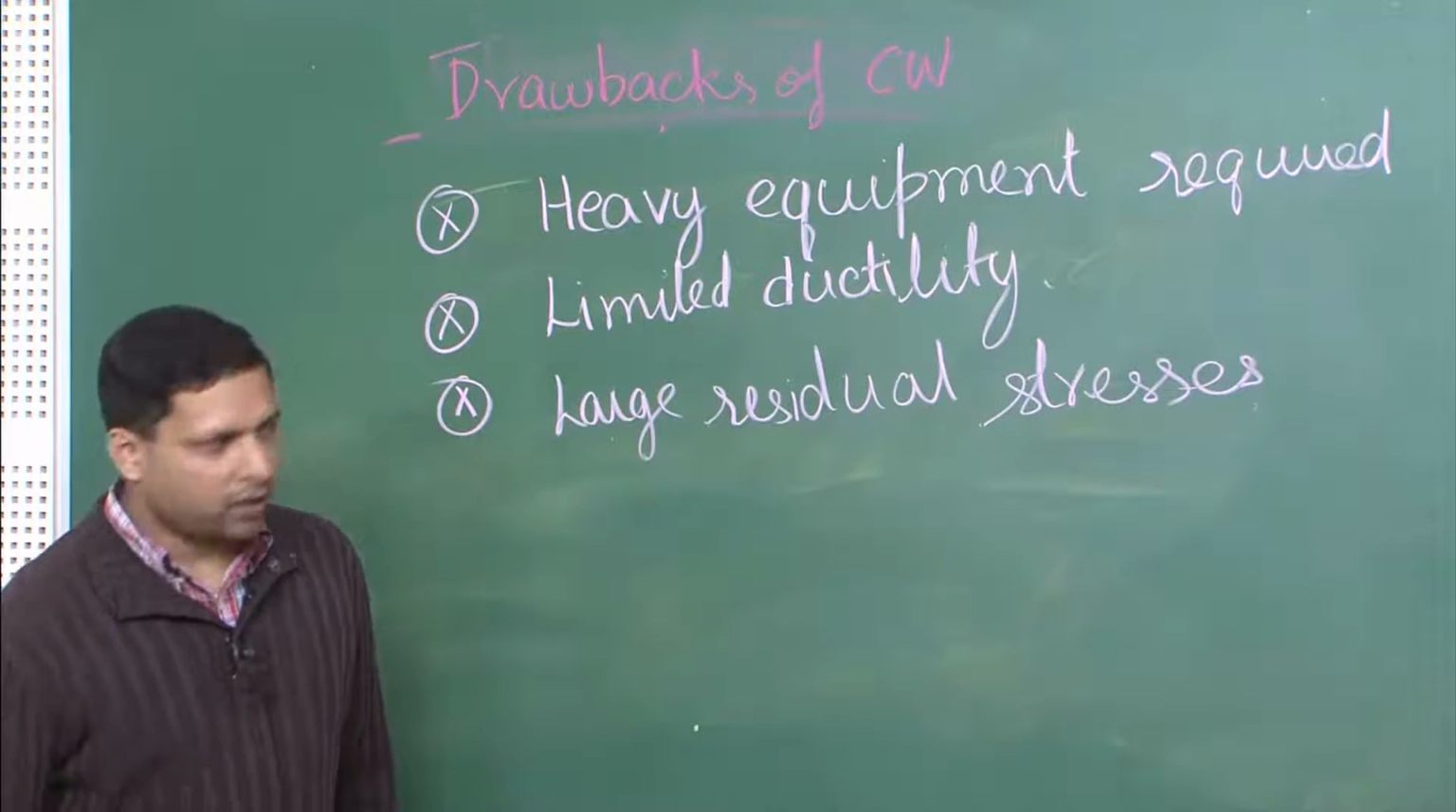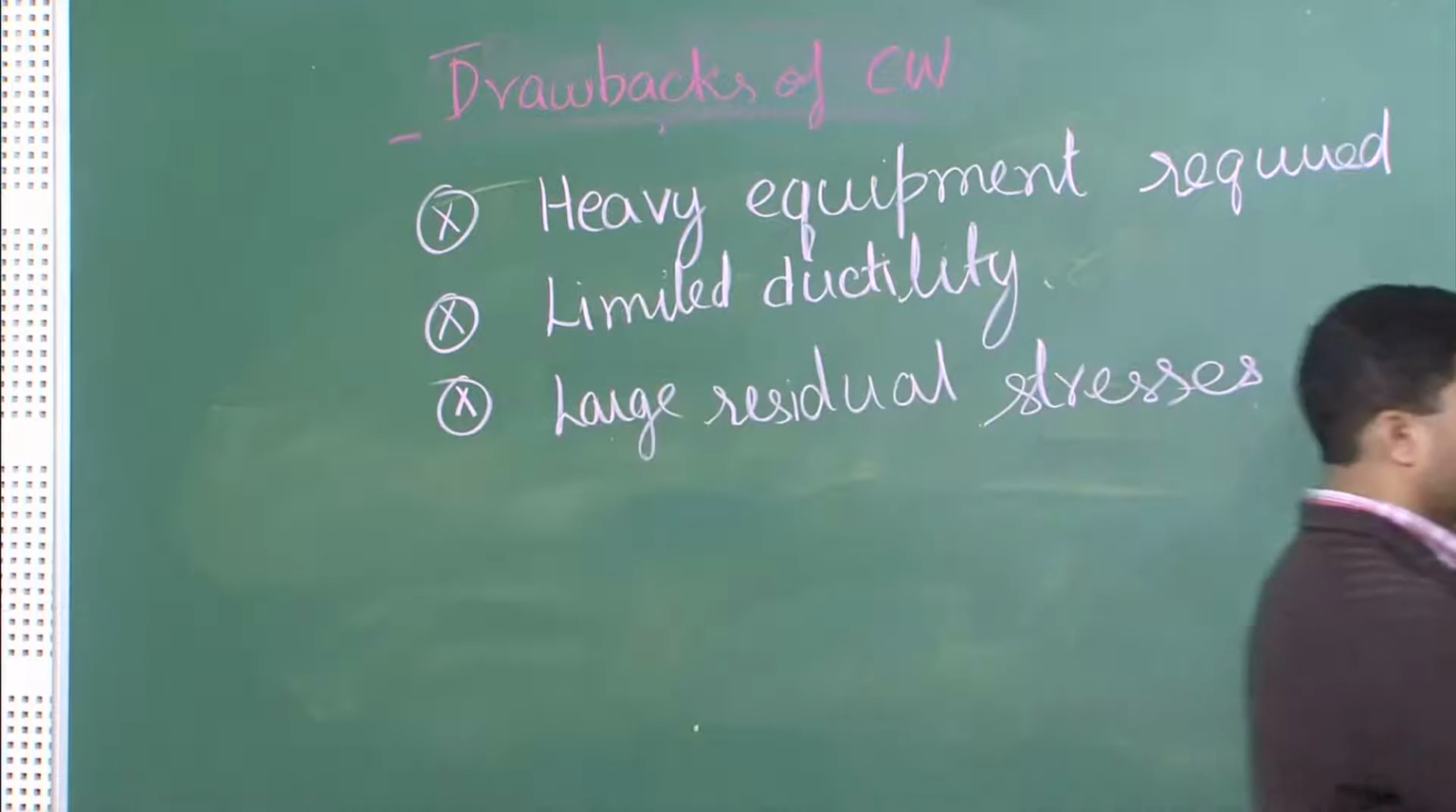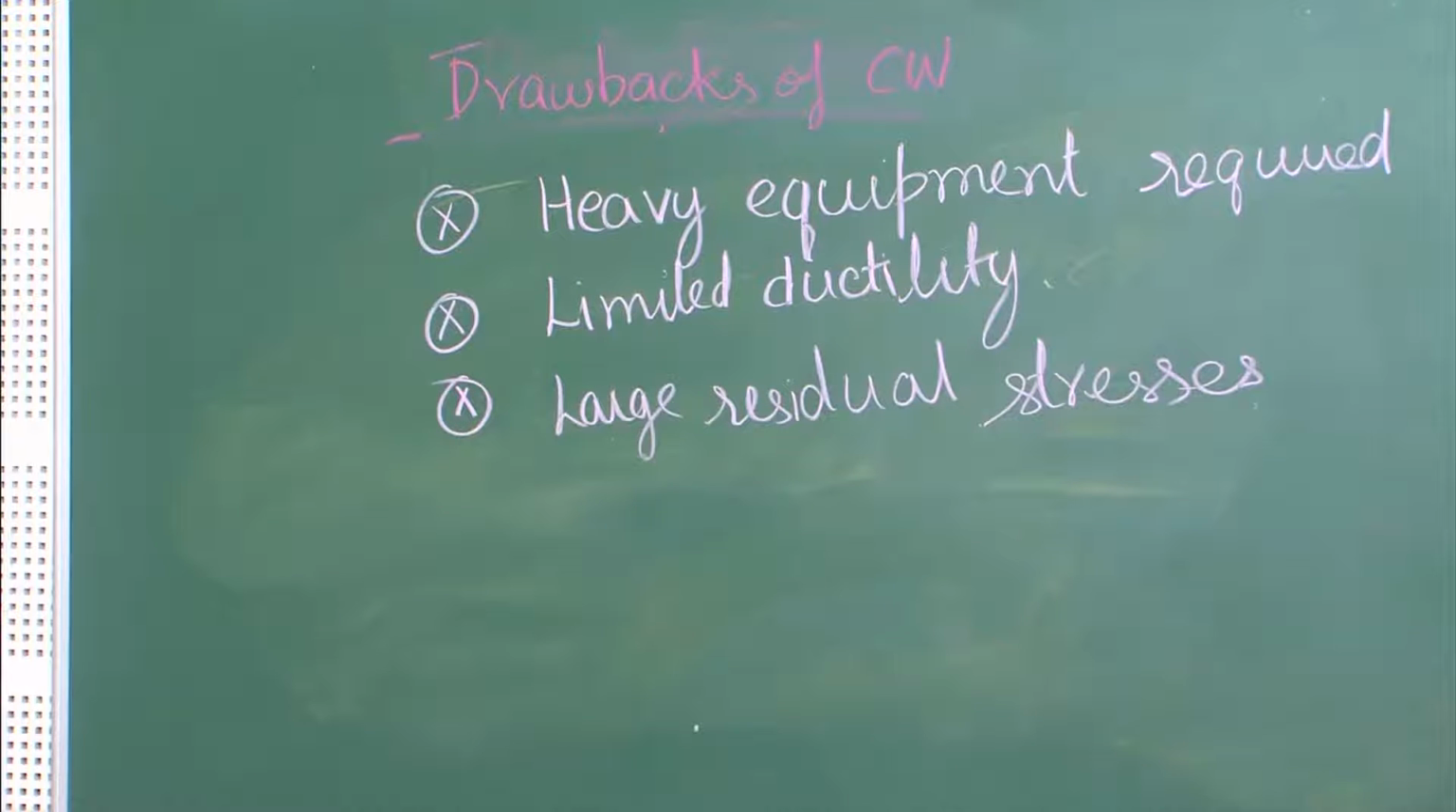So, having discussed cold work, now let us move on to the other extreme, which is hot working. Right now we were dealing with temperature less than 0.3 Tm, but if we move on to hot working, we are in the temperature range above 0.5 Tm.